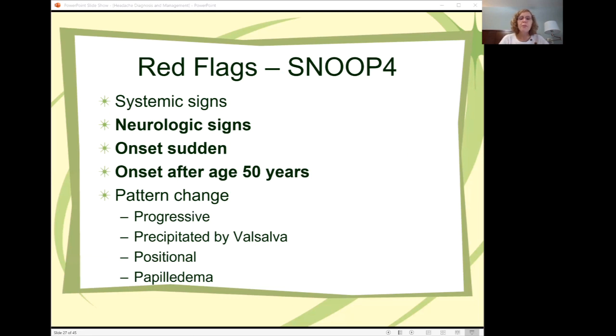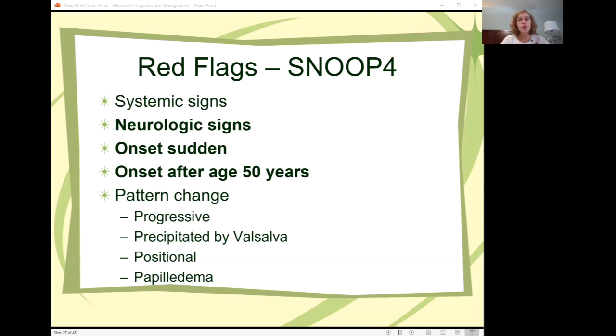Now, you can remember the headache red flags by thinking about the acronym SNOOP4. It stands for systemic signs, neurologic signs, sudden onset, onset after the age of 50, and a change of pattern of the headache. The P has 4 subcategories, which is where the 4 comes in.